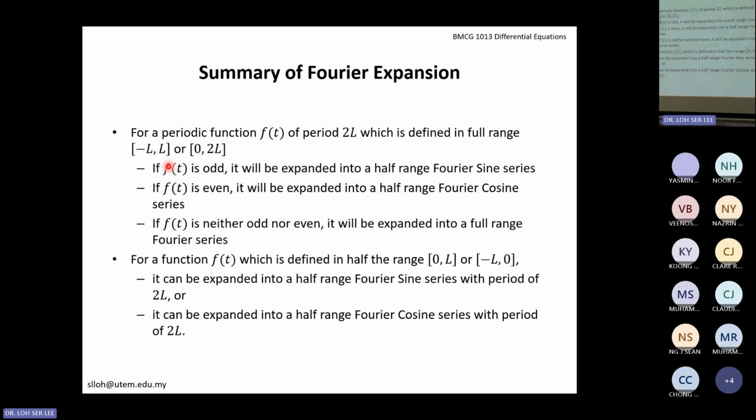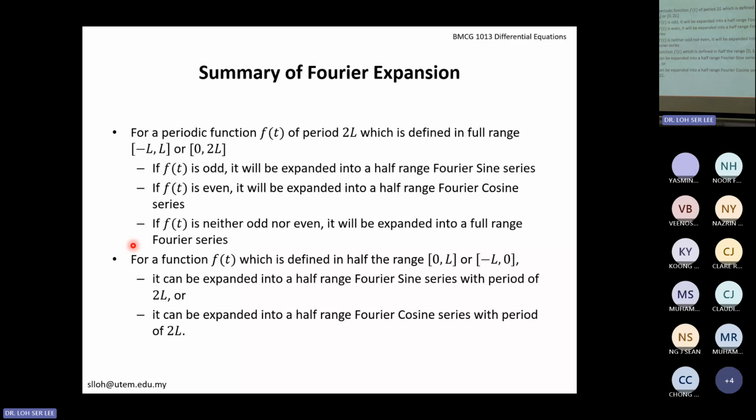But for this case, when ft is odd, meaning that your A naught and An must be 0. If your ft is even, that means your Bn will be 0, if you use the formula of the full range Fourier series. So if ft is neither odd nor even, it will be expanded into full range Fourier series.